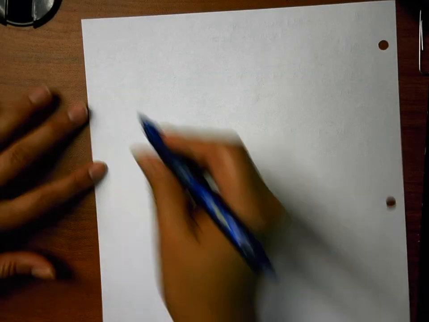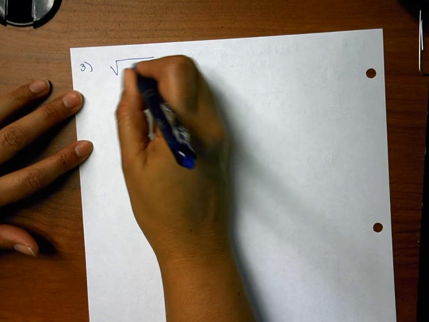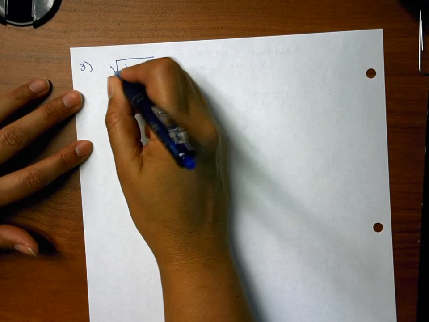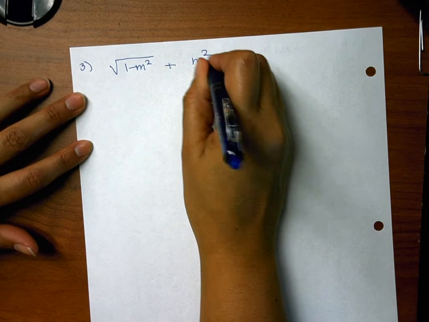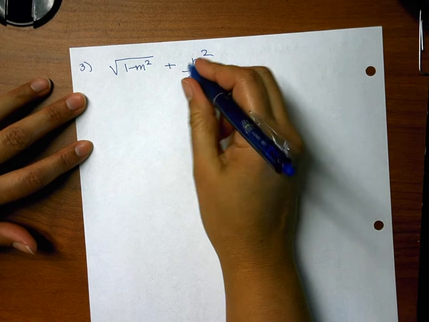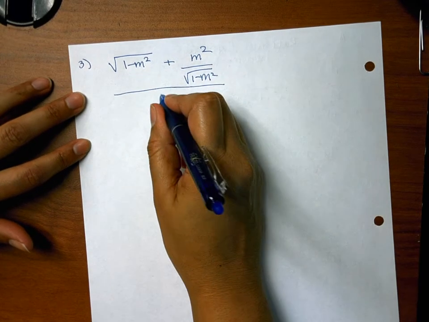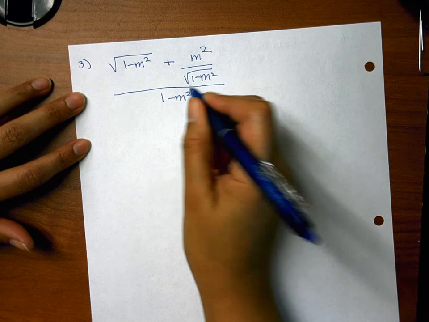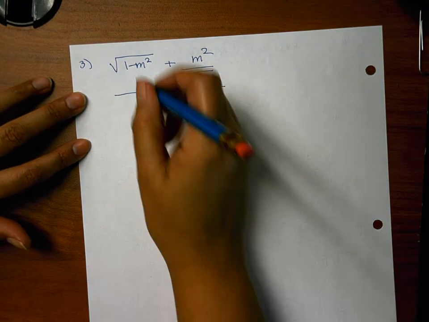All right, let's try another one. Number 3. Square root of 1 minus m squared. Remember, you cannot take the square root of individual pieces. Plus m squared all over the square root of 1 minus m squared all over 1 minus m squared.